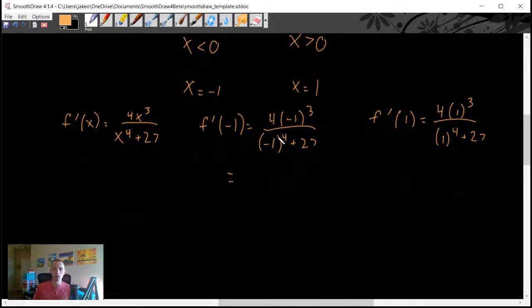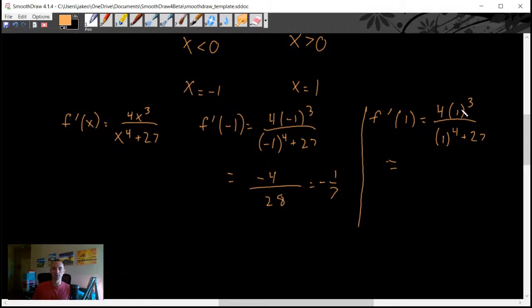Now to simplify these, -1 cubed is -1 times 4 is -4. -1 to the fourth power is +1 plus 27 is 28. And then that's going to simplify to negative 1/7. Okay, and then let's simplify this f prime of positive 1 over here. We're going to get 1 cubed is 1 times 4 is 4. 1 to the 4th is 1 plus 27 is 28. So this is going to simplify to positive 1/7.